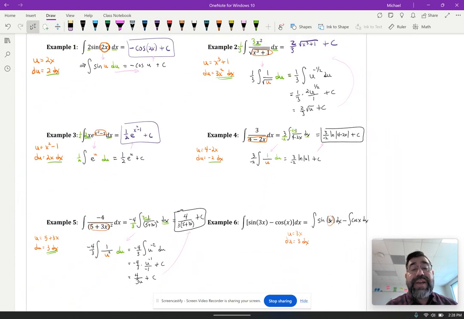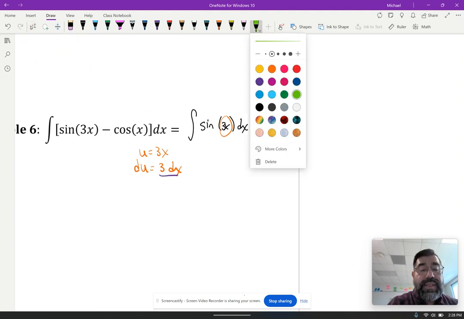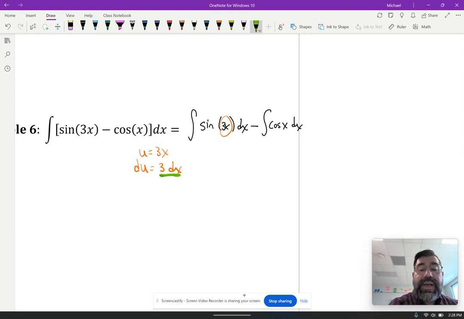Those are the first 5 examples here. If you want, we can do this one real quick. It's not going to take too long because I need 3 dx. I don't have a 3, so I'm going to multiply this by 3, but then I got to balance this out with a 1/3. And now this one will become 1/3 antiderivative of sine u. And then now I do have enough information to replace this with a du. Minus the antiderivative of cosine x, which would be sine x plus c.